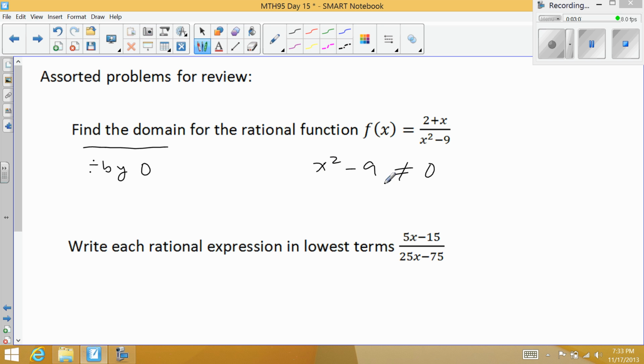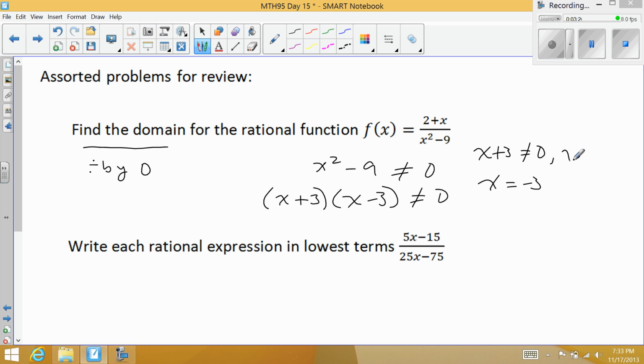We can factor, it's a difference of squares. x plus 3, x subtract 3. We do not want those factors to equal 0, so we don't want x plus 3 to equal 0, which tells us we don't want x to equal negative 3. We also do not want x subtract 3 to equal 0, so we do not want x to equal positive 3. So those are the restrictions on our domain. x can be any value except for those two values.